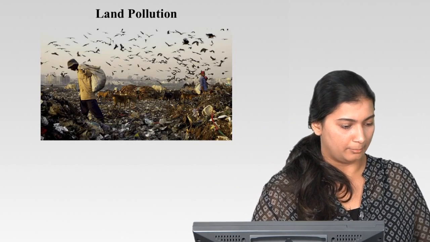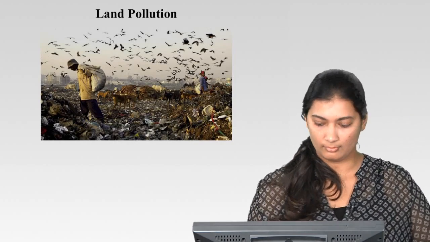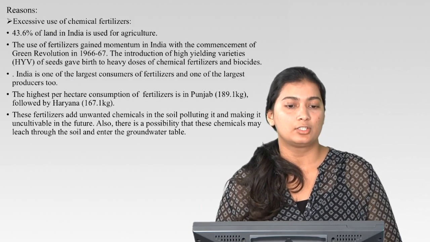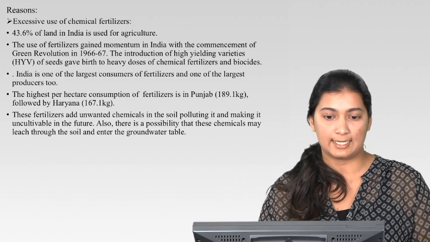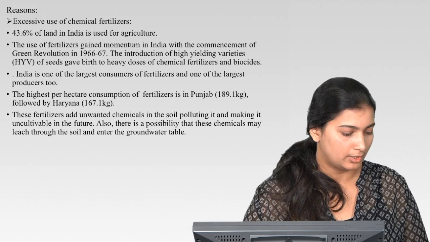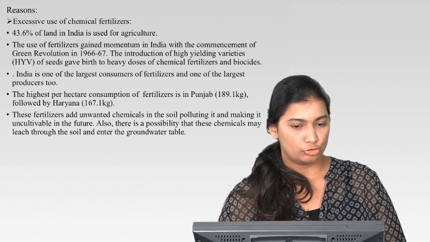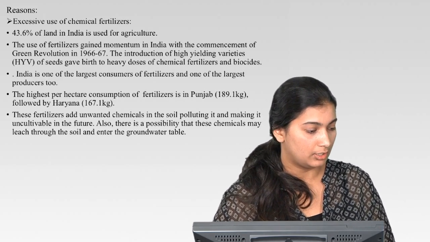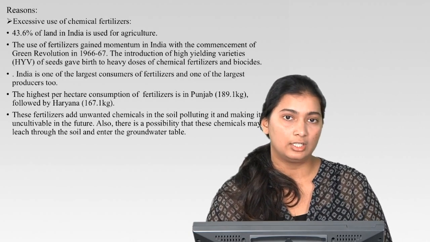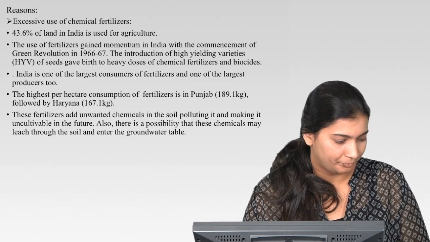Another problem is land pollution. So the main reason for land pollution is excessive use of chemical fertilizers. As you can see, agricultural land in India is 43.6% of the total land, which is a big one, as India is an agriculture country, and around 50% of the workforce in India is in agriculture. Their living is based on agriculture.